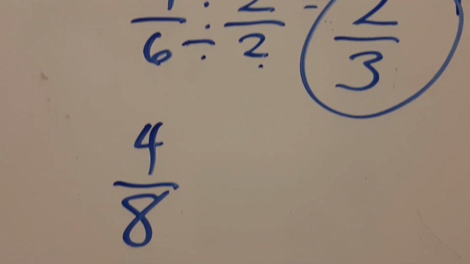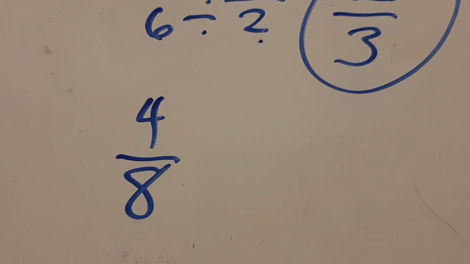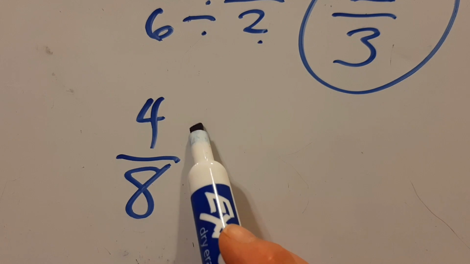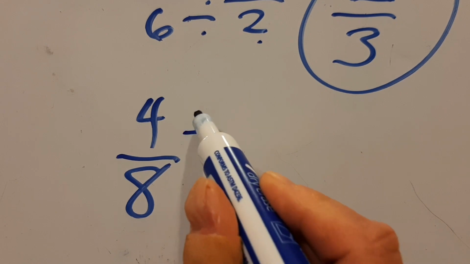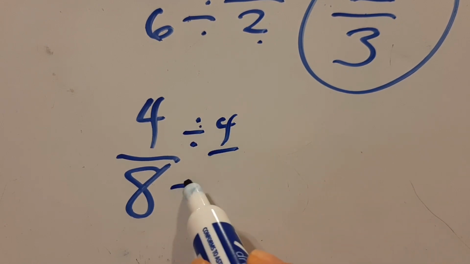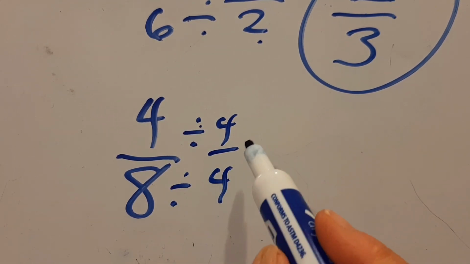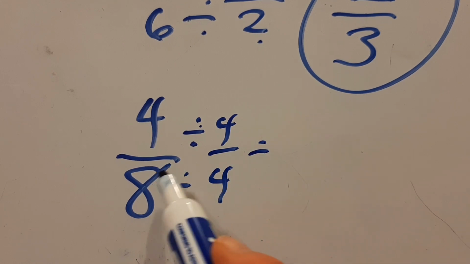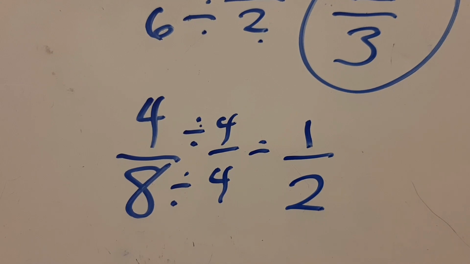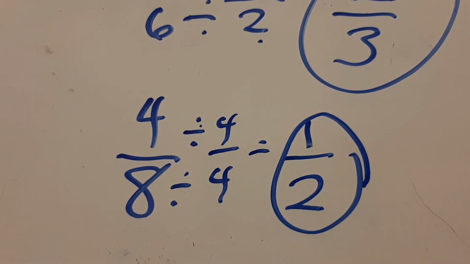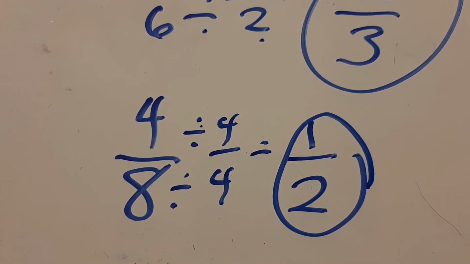Let's try another one. Look at 4/8. Well, what can you divide 4 and 8 by? Did you say 2? Well, you're partly right, but the better answer would be 4. You can divide the top and the bottom by 4, and you're going to get 1. 8 divided by 4 is 2. You're going to get 1/2. That is simplest form. Now today, in your math, you're going to have to put everything in simplest form.